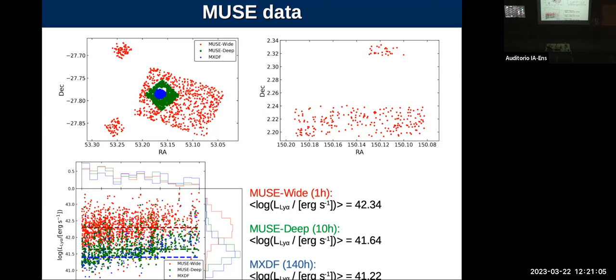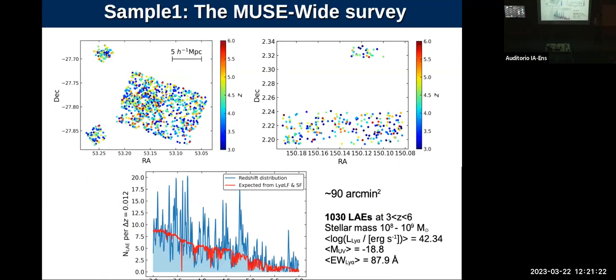So in the beginning of my PhD, we started focusing on the MUSE Wide survey, just thinking about the statistics. The MUSE Wide survey is the widest, so we will detect the most Lyman-alpha emitters, and we will cover the largest area on the sky. So this will give us better statistics when we measure clustering. So now I will focus only on the MUSE Wide survey.